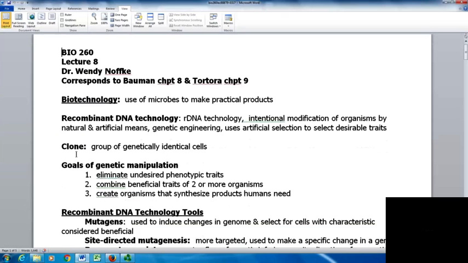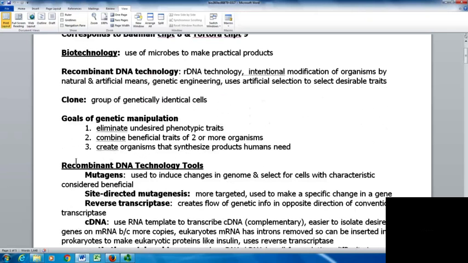When we talk about recombinant DNA technology, it's sometimes abbreviated as rDNA. This is the intentional modification of the organisms by both natural and artificial means. It's sometimes just referred to as genetic engineering. Here we're using artificial selection to select for desirable traits for our own purposes. A clone is just a group of genetically identical individuals.